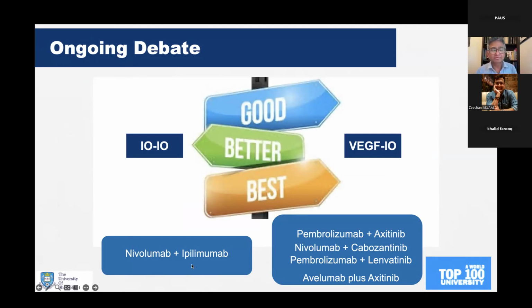Always think about this. If you use Nivo-Ipi in the first line, you've got some of the second line options: axitinib, cabozantinib, and other drugs there. When you have used that as first line, you always think about what will be your second line treatment afterwards. But remember that many patients do not receive second line treatment. That's why your choice of first line is going to be key here.